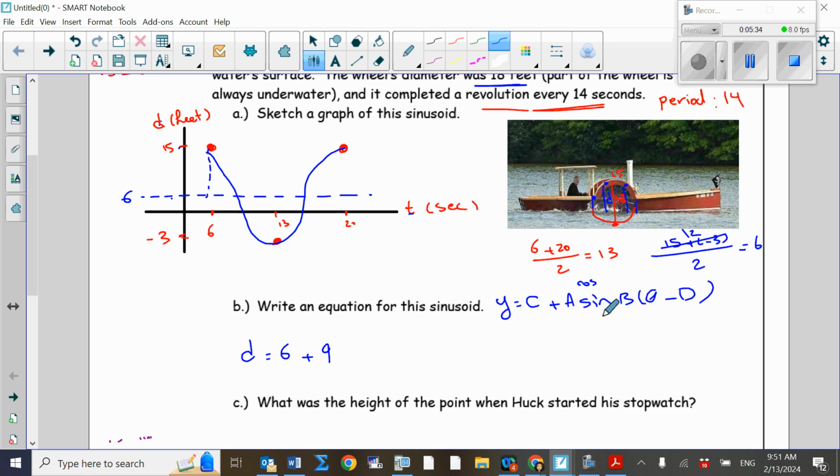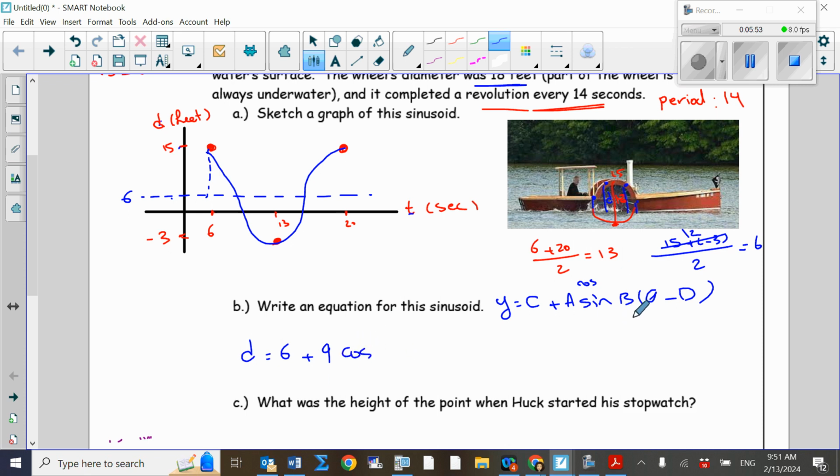Now, do I want to find a sine function or cosine? That's up to you, but look at the one which is easiest, basically. And here we see that a cosine function is ready to use, because cosine starts from a high point. So I'm going to use a cosine function.